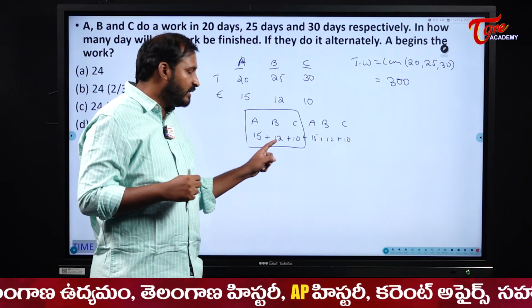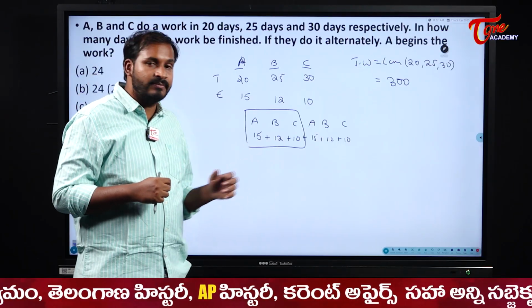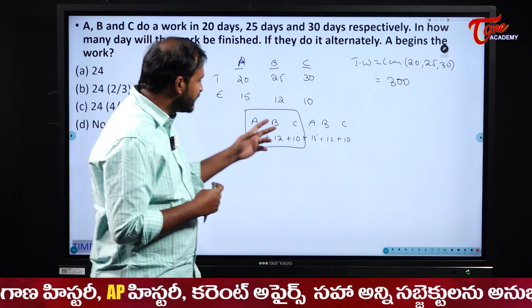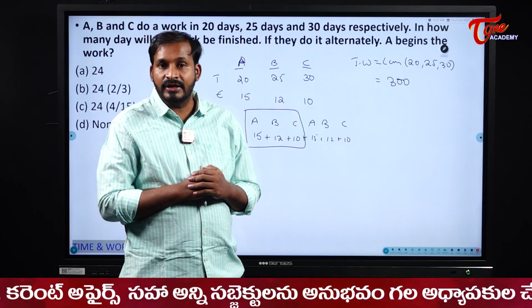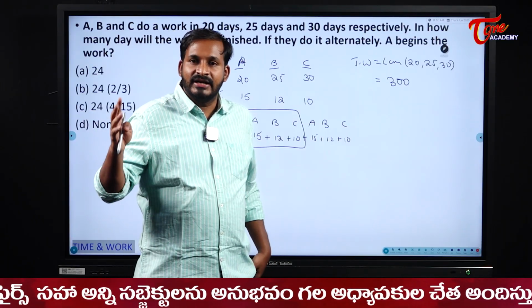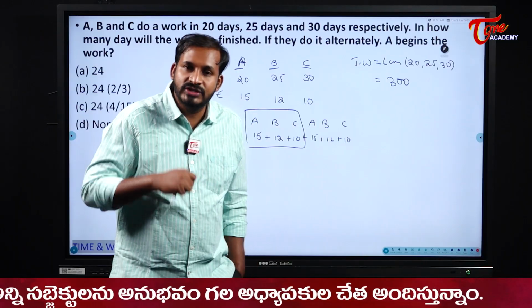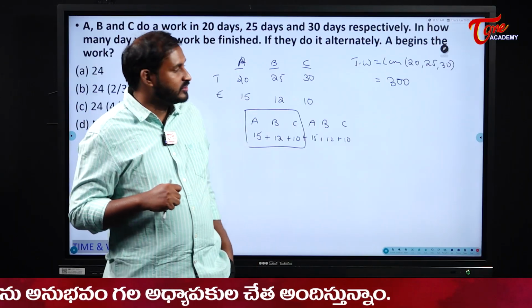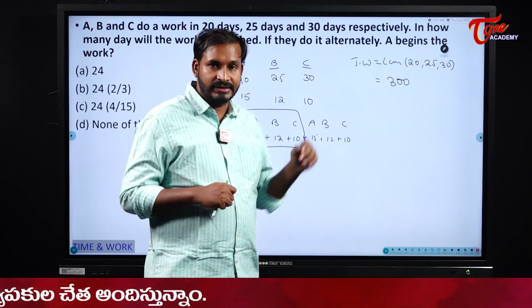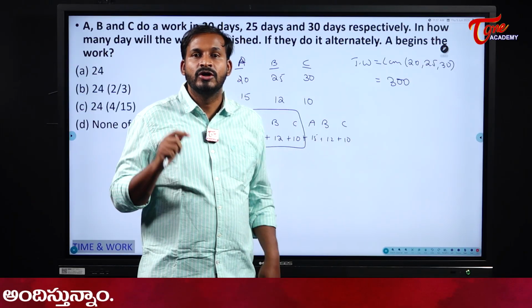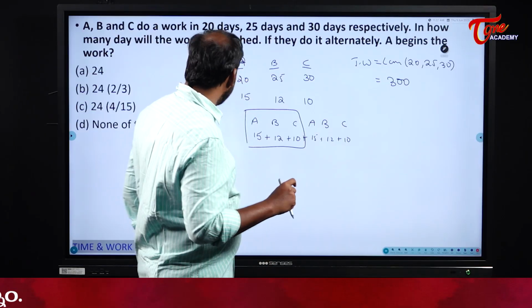So 15 plus 12 is what? 27. 27 plus 10 is what? 37. So check the multiple of 37 which is immediately less than 300. What is it, students? 37 tens are 370. 37 twos are 74. So that means 8 times will become how much? Tell me. 37 into 8 becomes how much? 296.